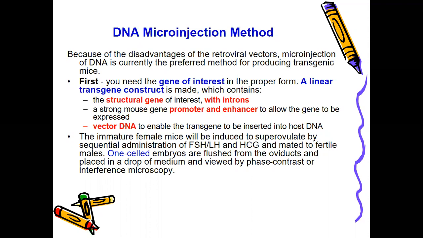What we need for the DNA microinjection: first we need a gene of interest. This structural gene of interest will be used along with the promoter and enhancer, and also we need some vector DNA.